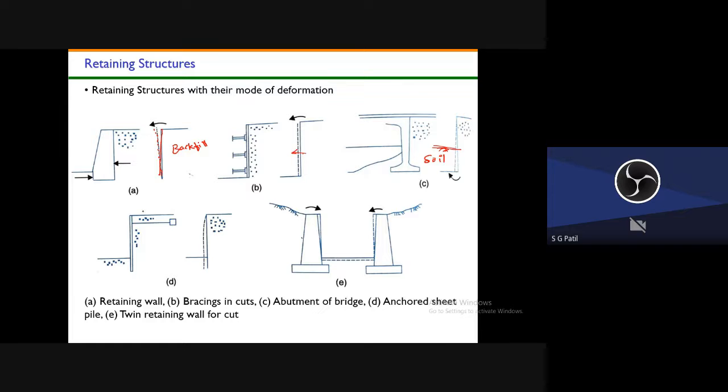Another type of retaining structure is the anchored sheet pile wall. The deformation shape is something like this. Because of the anchoring, there will be a pulling kind of force, so here also the wall is moving towards the soil. Soil will be there, right? So these are the different types of retaining structures and their modes of deformation.